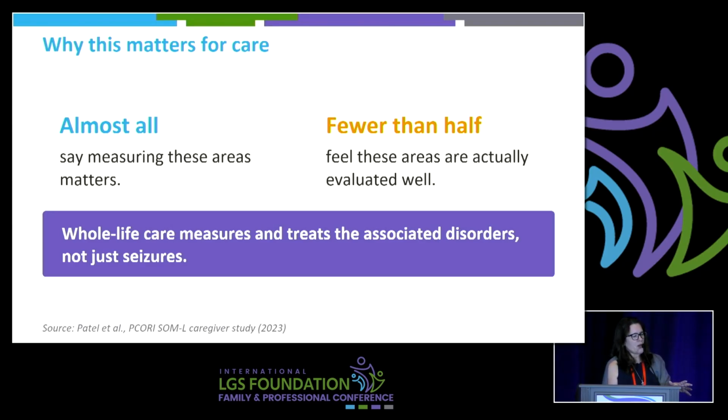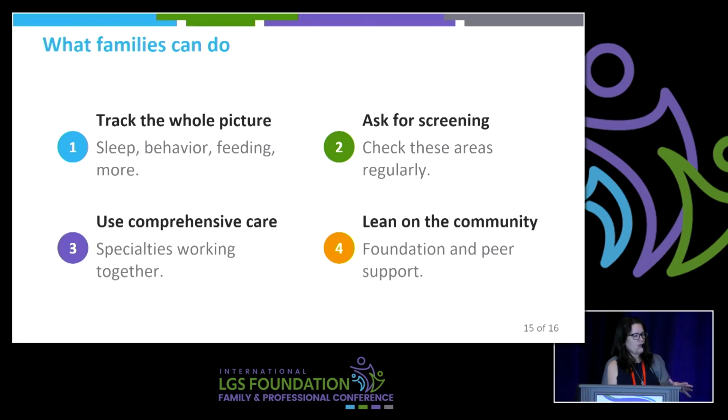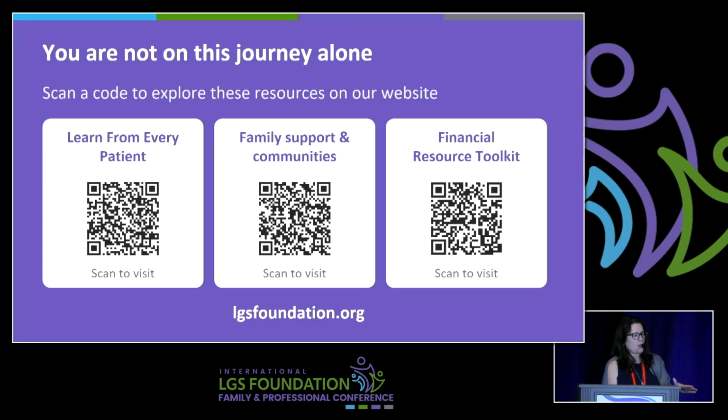So whole life care means treating the disorders, getting specialists to talk to each other, considering the whole loved one. So what you can do, we can track the whole picture and think about the whole picture, because it's really hard for the system to do that in a single doctor. Ask for screenings when you need them, use comprehensive care, and lean on this community. You're not alone on this journey.